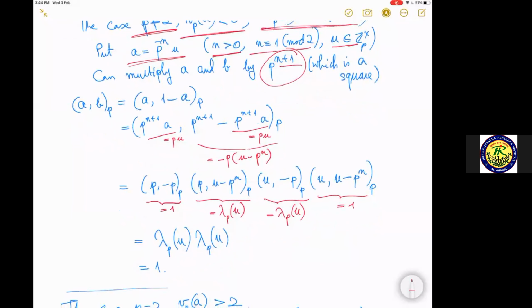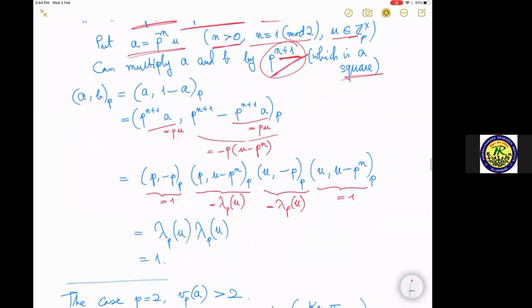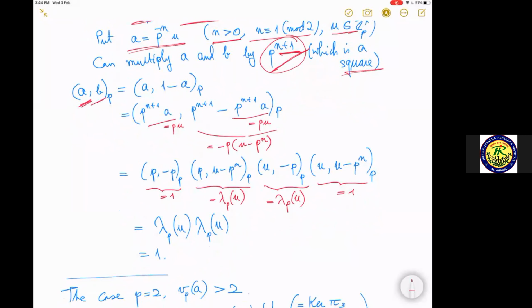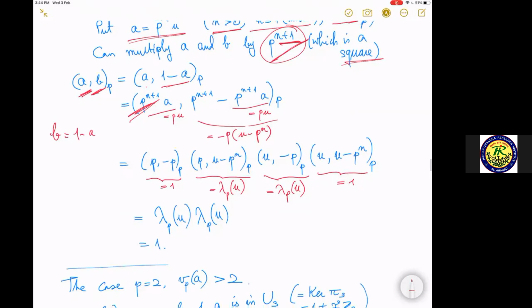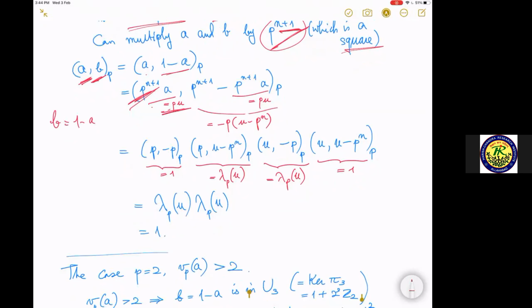So N is odd, so N plus 1 is even, and therefore P to the power N plus 1 is a square, and therefore I can multiply both A and B by P to the N plus 1. So I get (A, B) is equal to (A, 1 minus A), because B is equal to 1 minus A. And then I multiply by P to the N plus 1. I get PU here, and I get minus P times U minus P to the N here.